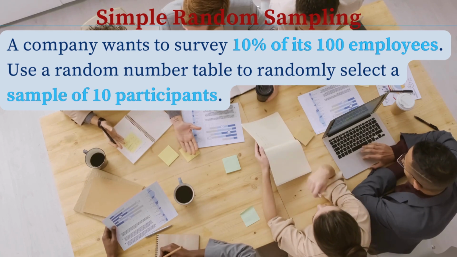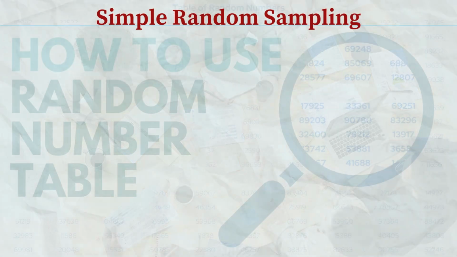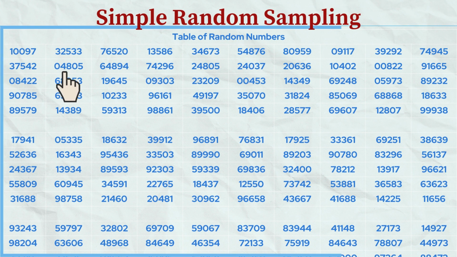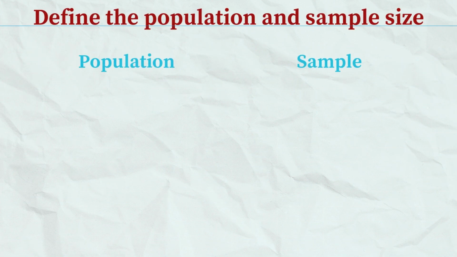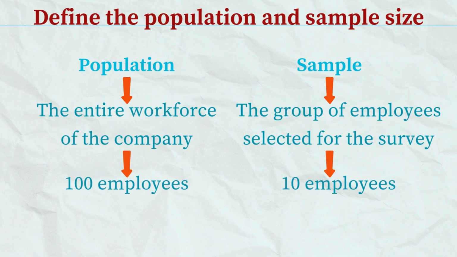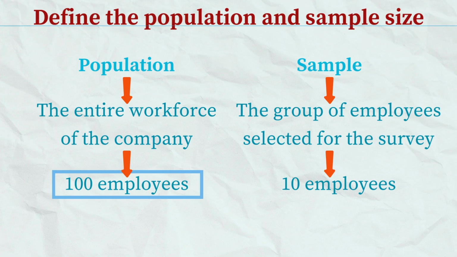To ensure fairness and avoid bias, the company will employ a random number table, which is a tool designed to introduce randomness into the selection process. Let's begin by defining the population of interest, which in this case represents a workforce of 100 employees in the company, and the desired sample size, which consists of 10 individuals.